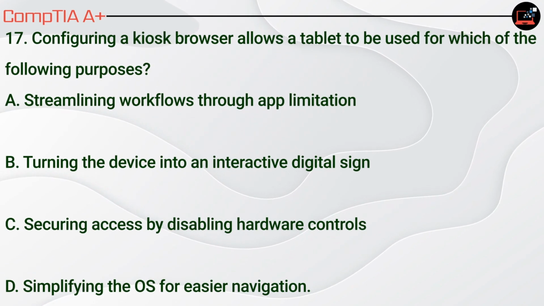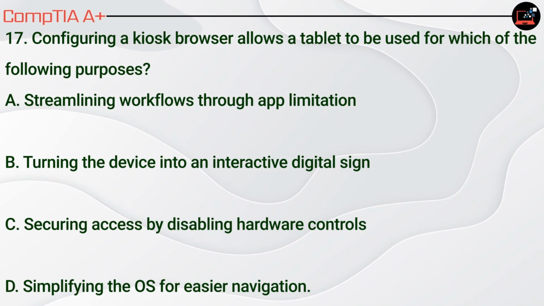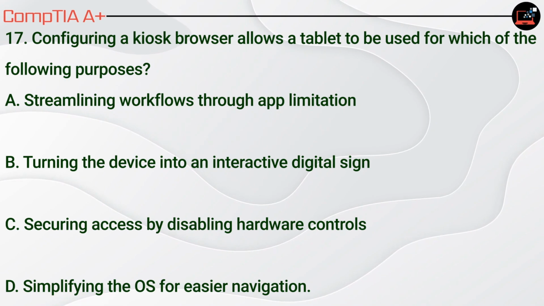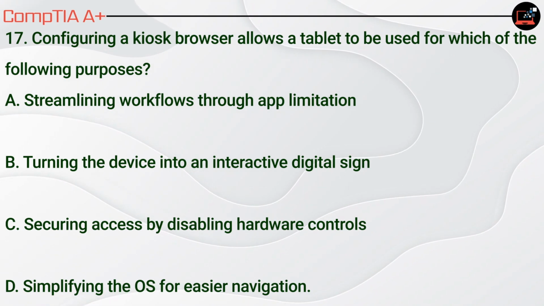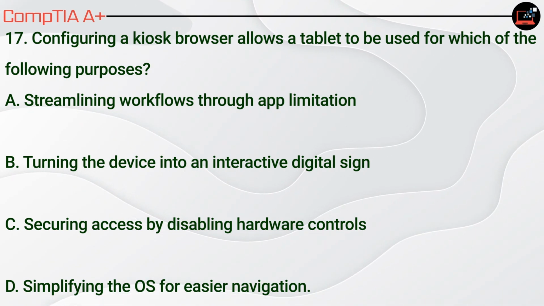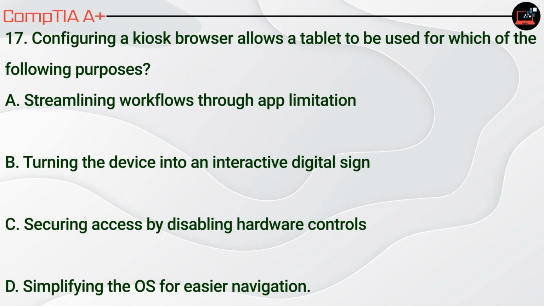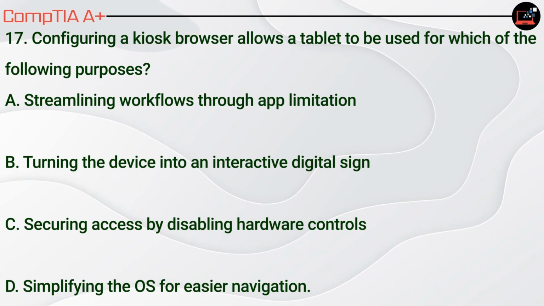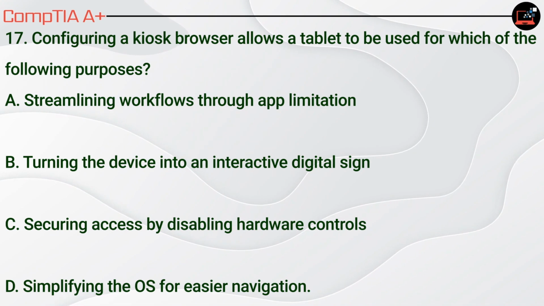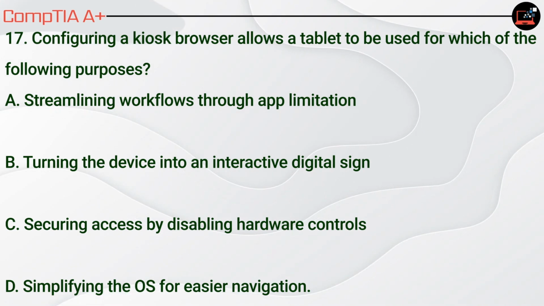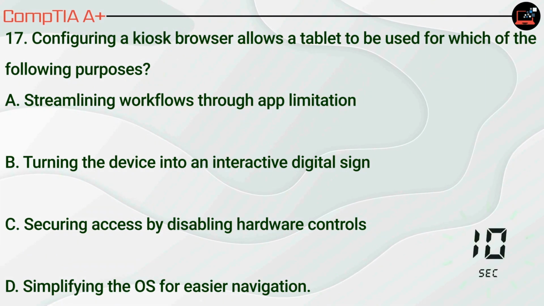17. Configuring a kiosk browser allows a tablet to be used for which of the following purposes? A. Streamlining workflows through app limitation. B. Turning the device into an interactive digital sign. C. Securing access by disabling hardware controls. D. Simplifying the OS for easier navigation.